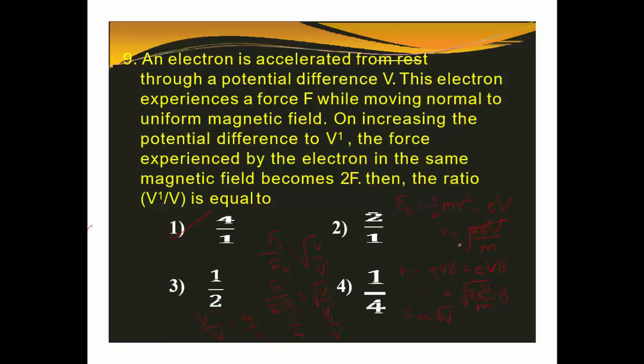So this is how we are going to calculate the relation for V dash and V here. So V dash by V equals 4 by 1, or V dash equals 4V.